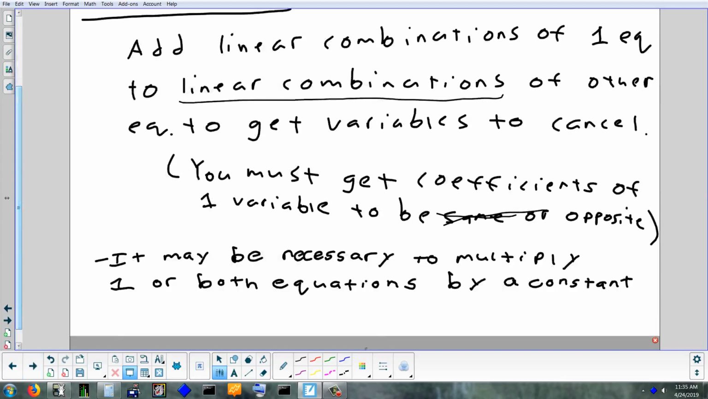So, yeah, that's what I just told you. You might have to multiply one equation by a constant or both. It depends on the problem. But the goal is to try to find the least common multiple, right? You don't want to multiply by a number bigger than you really need to.